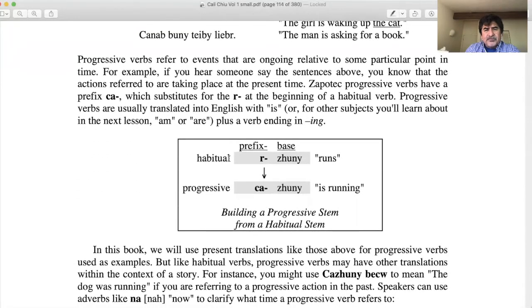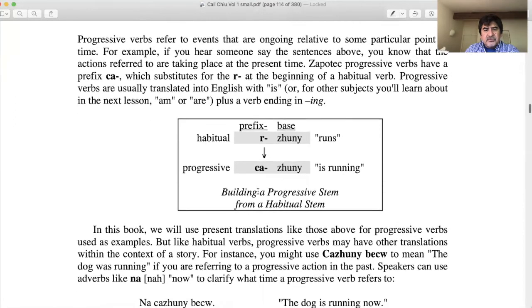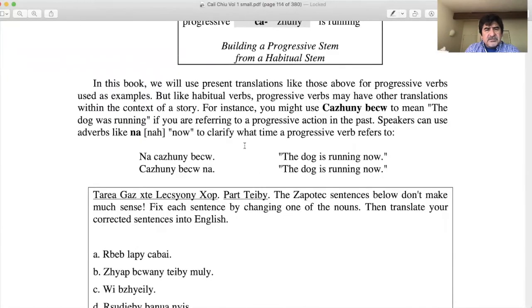So this is habitual: the R turns into a CA. In the habitual form, we say run. In the progressive, kajun. Okay. So again, the R changes to a CA. Let's look at some other sentences. If it is being done at this moment, we use the word na. It's a breathy vowel. So if you want to say the dog is running now, you say na kajunbak. Again, focus sentence. Kajunbak na. All right.